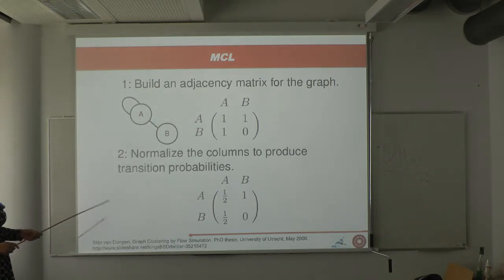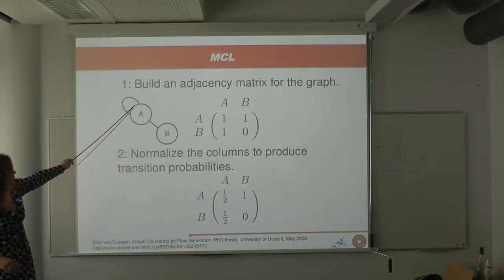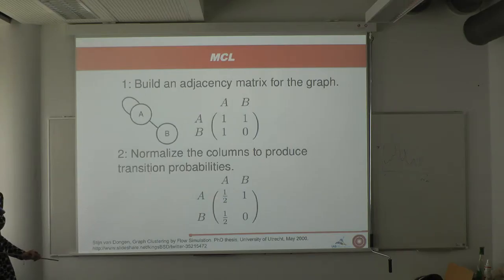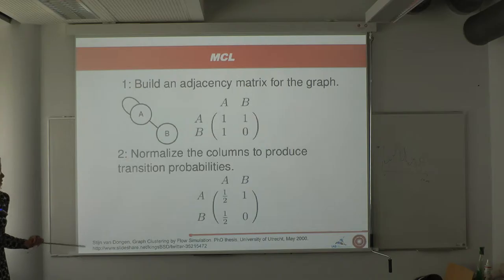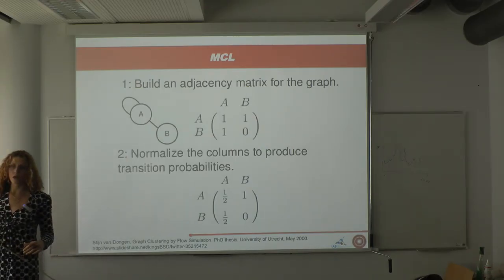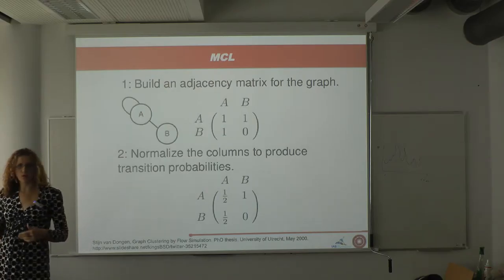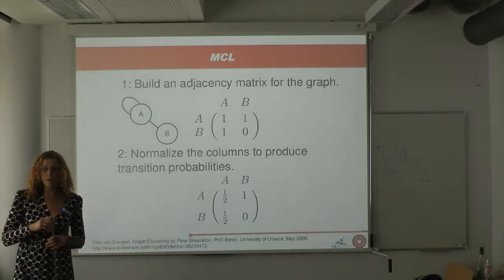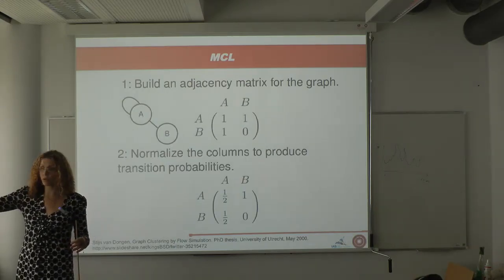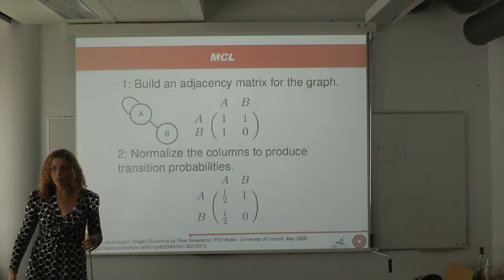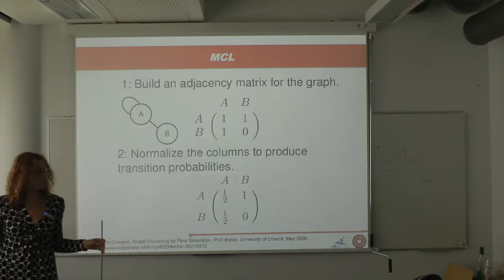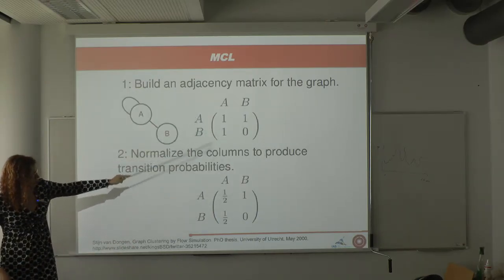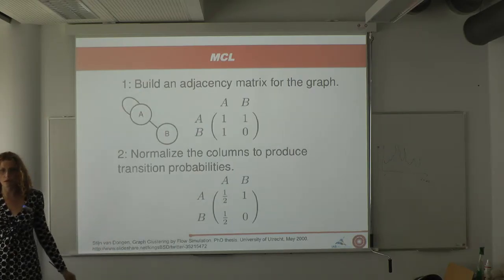For a trivial example, let's say you had two nodes, A and B, with a self loop and a connection between them. You want to build an adjacency matrix of how things move around, and then normalize the columns to produce transition probabilities. If you are in A, the probability of you getting to all the other nodes in the network has to equal 1. So the sum of all the probabilities across the column has to equal 1. Is that clear? Okay. You produce this from the adjacency matrix by normalizing the columns.